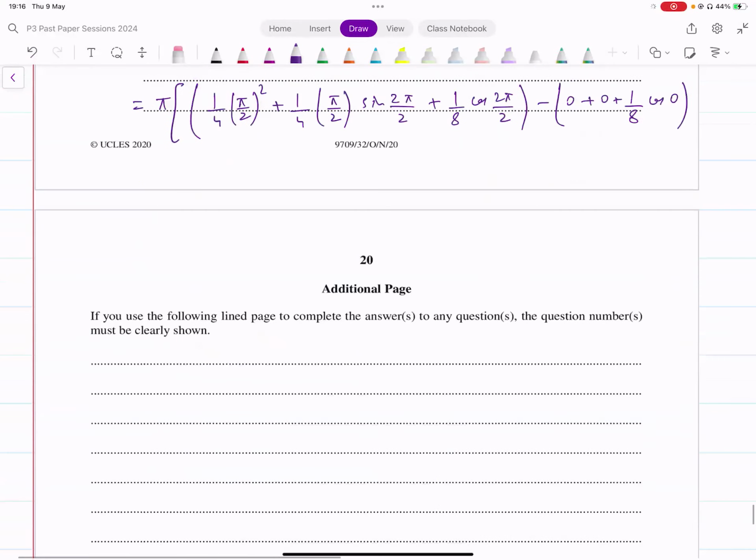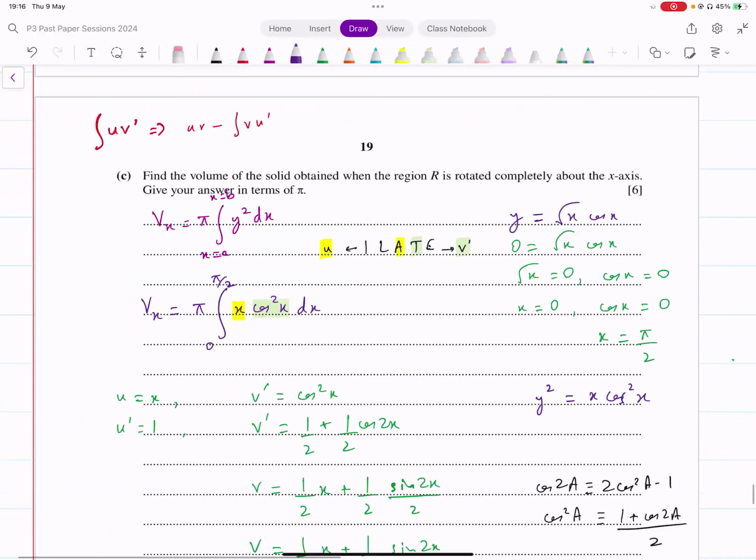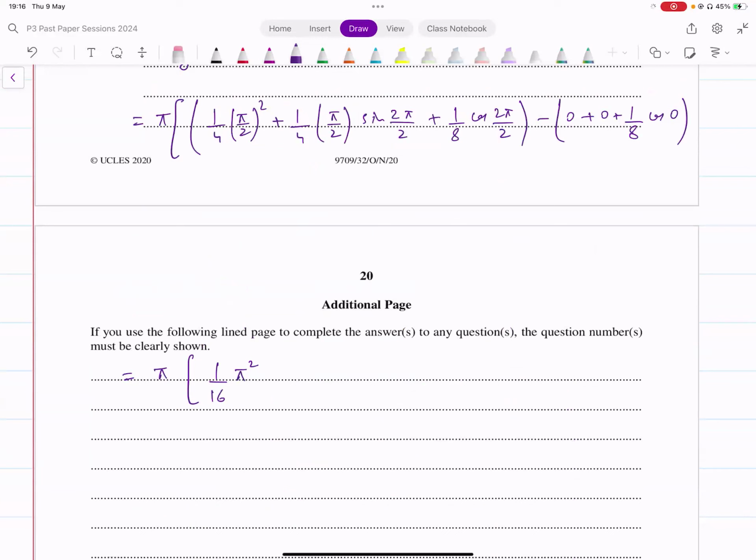Okay, now let's simplify this further. This gives us pi into 1 over 16 pi squared. You want an exact answer, right? Yeah, in terms of pi, 1 over 16 pi squared plus 1 over 8. Okay, what's sine pi over 2? Sine 2 pi over 2, sine pi is 0. So this second term actually becomes 0. Right, all of this becomes 0. Why? Because sine of pi is 0.